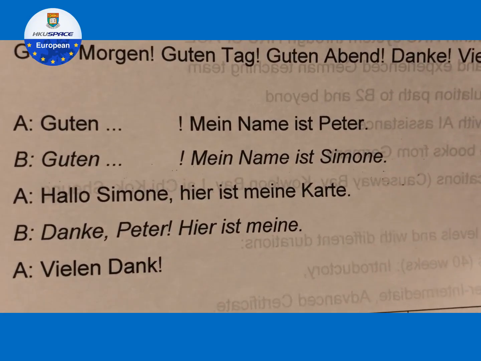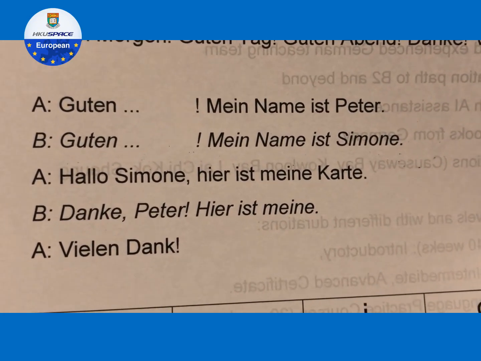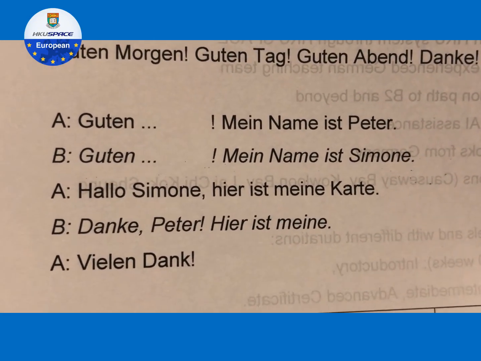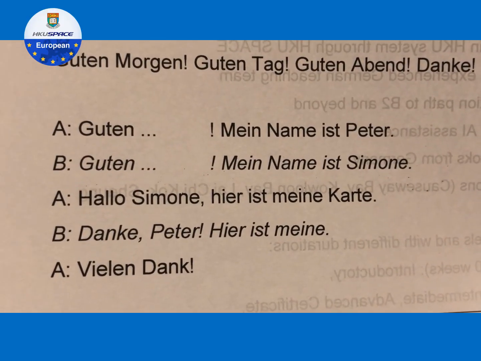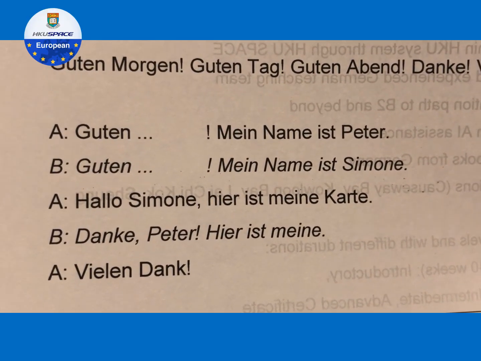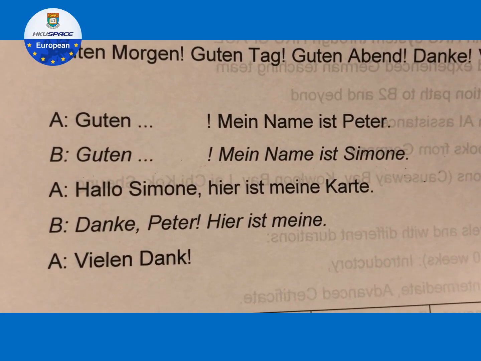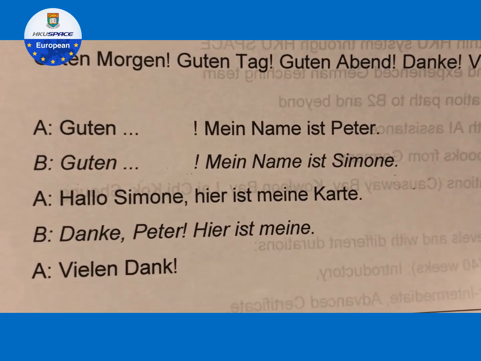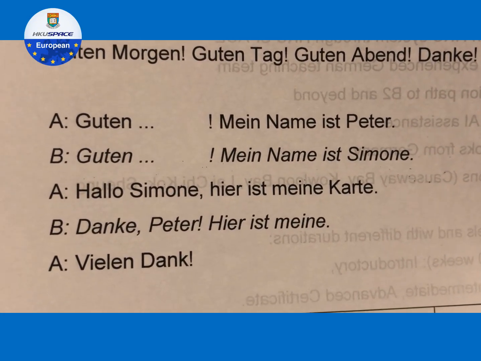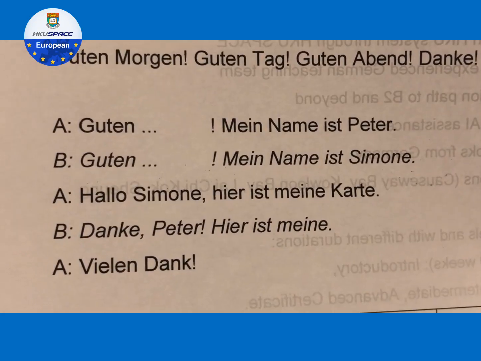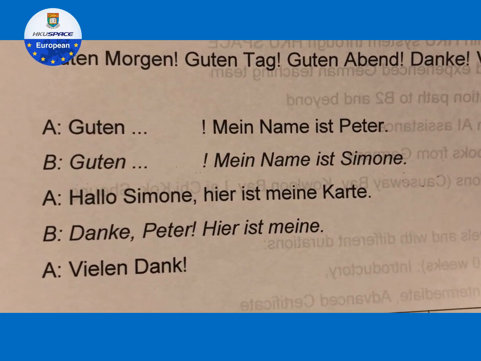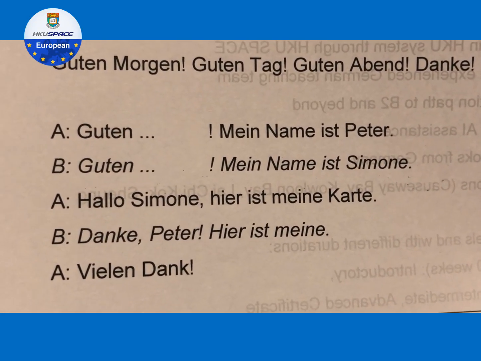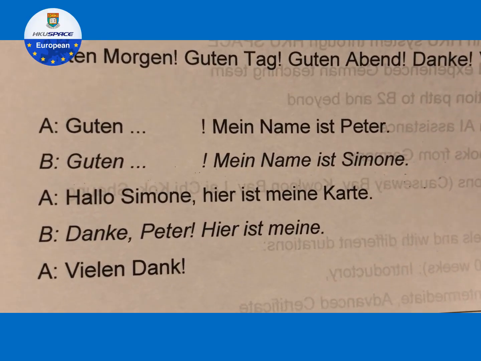And then he says, hello Simone. Hello, Simone. And then he says, hier ist meine Karte. Here is my card. Meine Karte. What could it mean? Here's my card. Here's my name card. And then he takes his card and he goes like this.